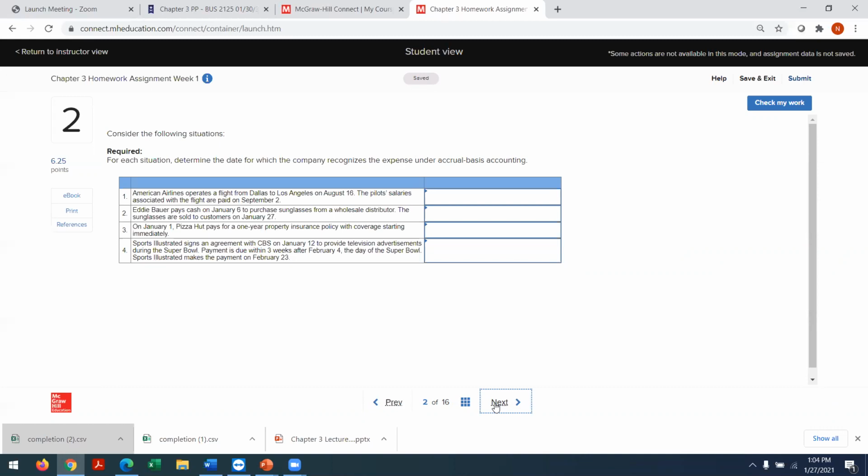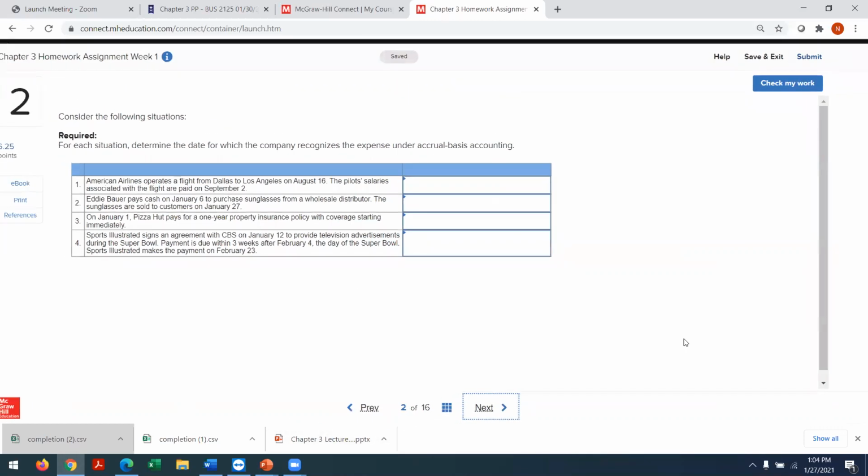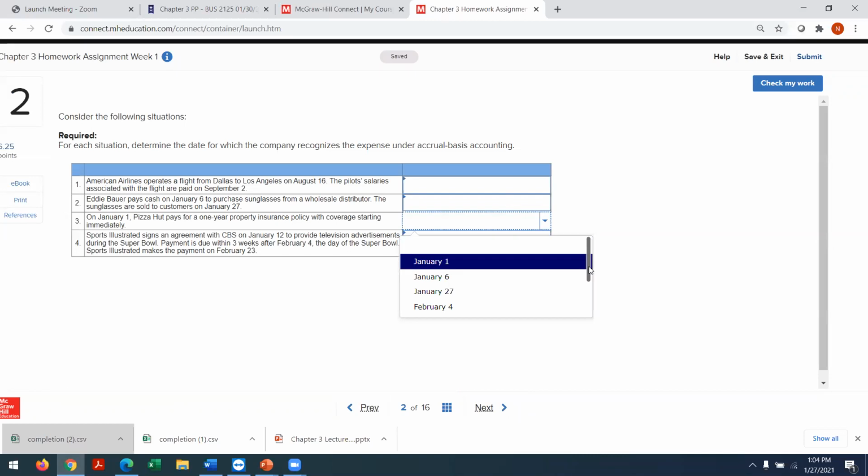Okay, let's just take number 3. On January 1st, Pizza Hut pays for a 1-year property insurance policy with coverage starting immediately. When will they record this insurance policy? One month's worth of insurance expense recorded each month. Excellent. I can tell you've been working.